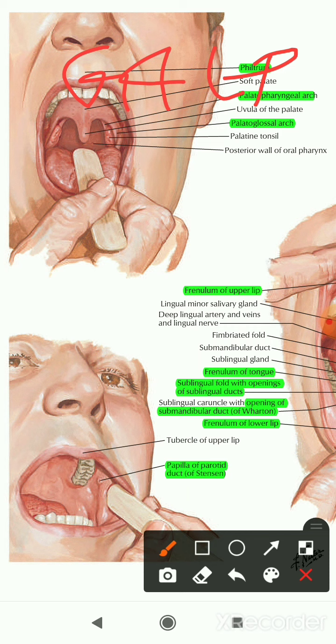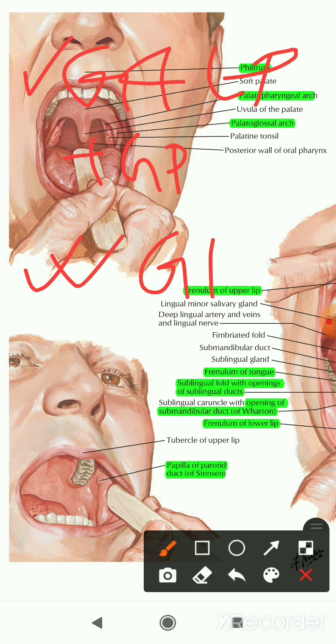But the special sensations will be supplied mainly by the glossopharyngeal nerve and partly by the lesser palatine nerves.